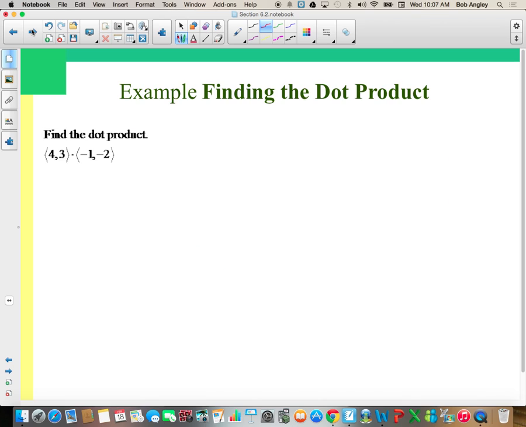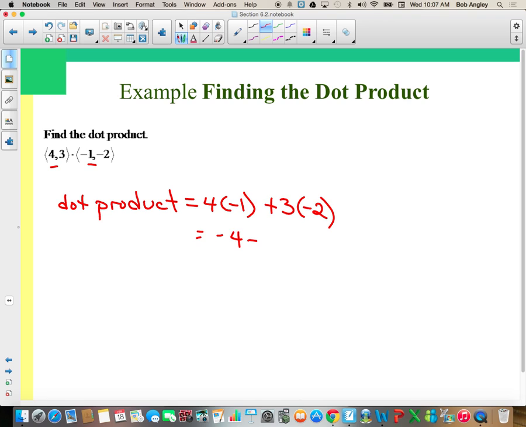On this next page, we're going to just find the dot product. So right here, if I want to get the dot product of these, it will just be equal to the first component times the first component, plus the second component times the second component. And so we get negative 4 minus 6, which is negative 10. Notice that negative 10 is just a number, and numbers are called scalars. So the dot product is a scalar. Does anybody have any questions about that? It's easy to calculate.